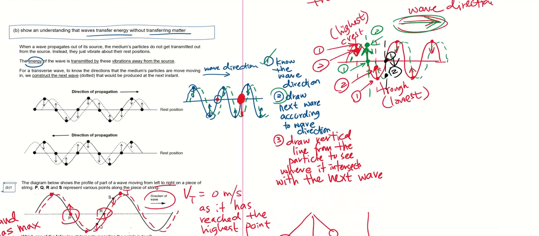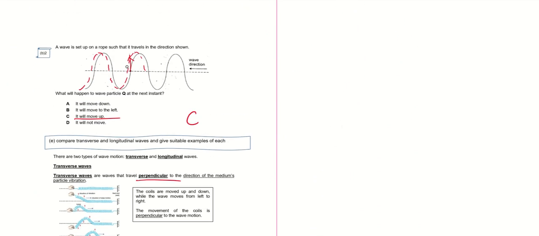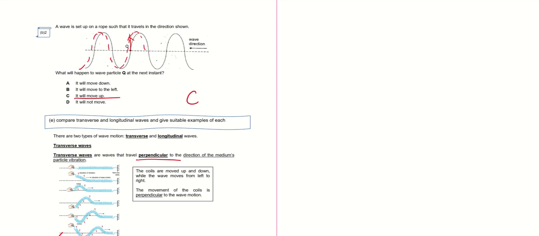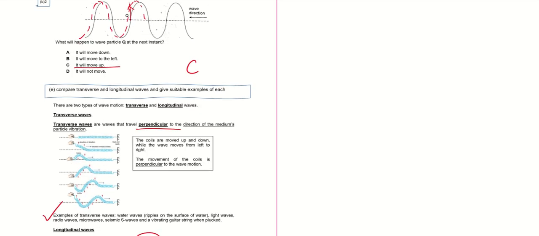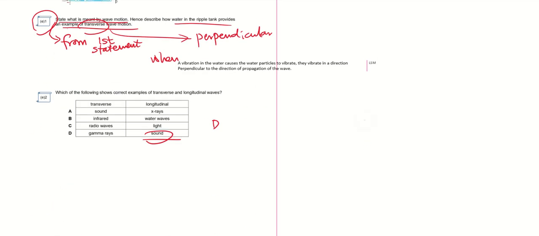Okay, so you can actually try B1 and B2. The answers have already been talked about in my previous video. Next, compare transverse and longitudinal wave and give examples of each. This one is quite simple.